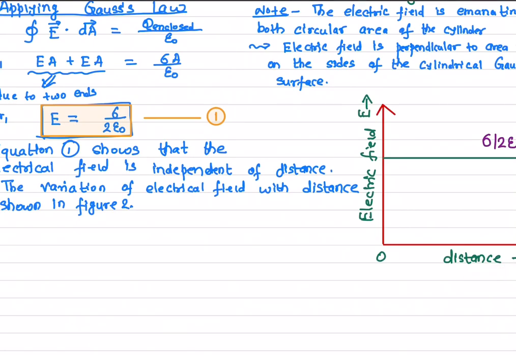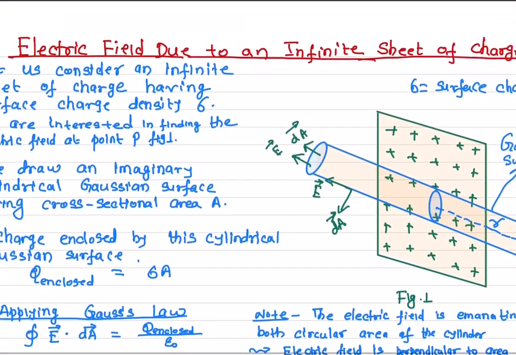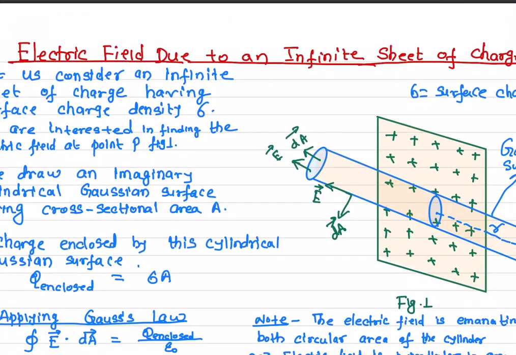So that's what it means. The electric field is constant due to a charged plane. It does not depend on the distance. It only depends upon the surface charge density and the medium in which the point lies. So this is it for the electric field due to an infinite sheet of charge.